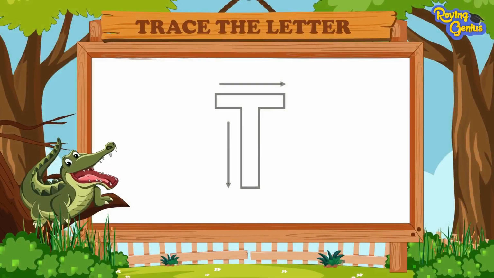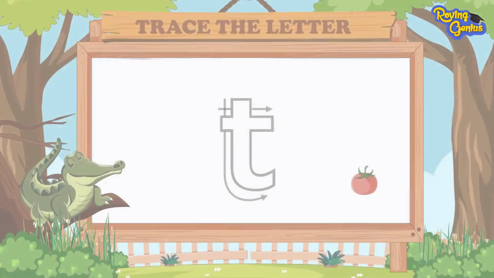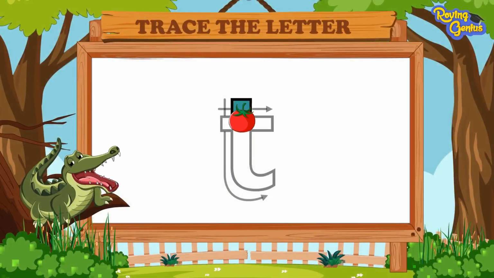Let's learn how to trace T with these fun rhymes. Big T is a big tall tree. Add a fort at the top so you can see. Little T is a little tall tree. Add a fort in the middle for you and me.